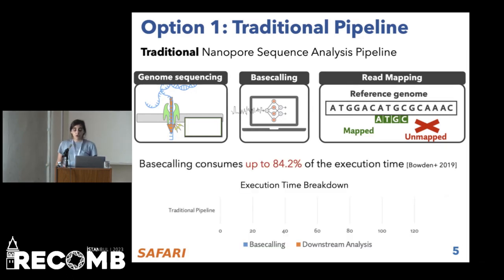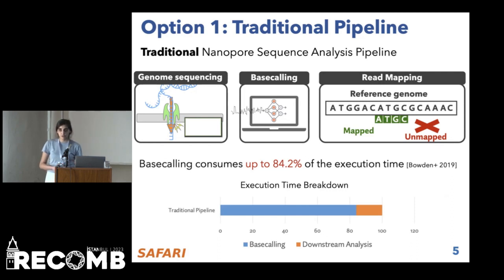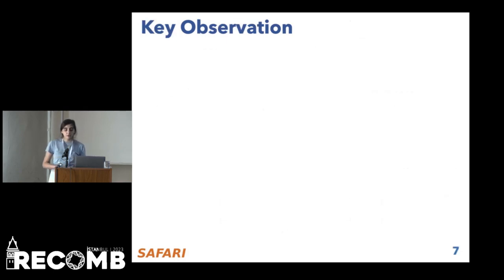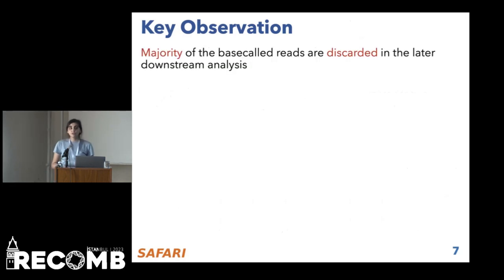Our prior studies show that the basecalling step can take up to 84.2% of the total execution time, while the remaining downstream analysis takes less than 16%. Now we conclude that basecalling is a major computation overhead for the pipeline, and that's why we want to speed it up. But our key observation is that what worsens this situation is that, in many applications, the majority of this computation is wasted because the reads are discarded after basecalling.